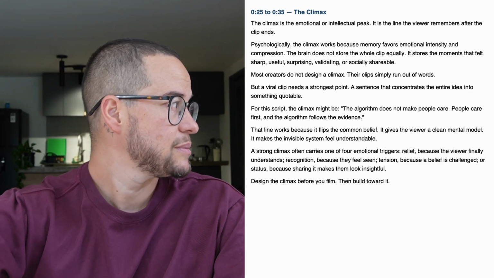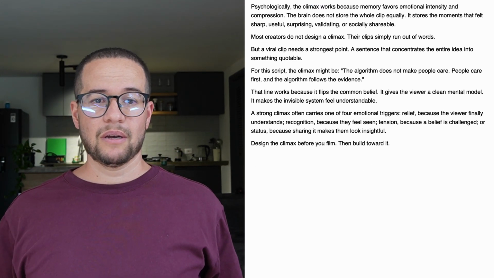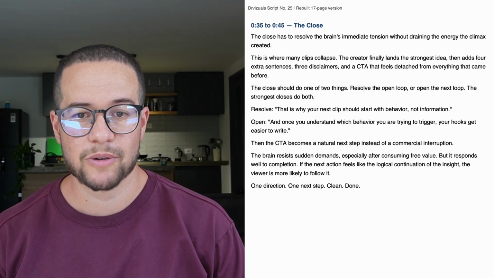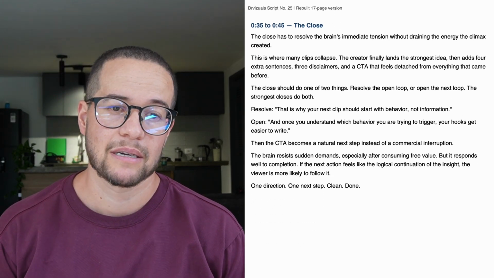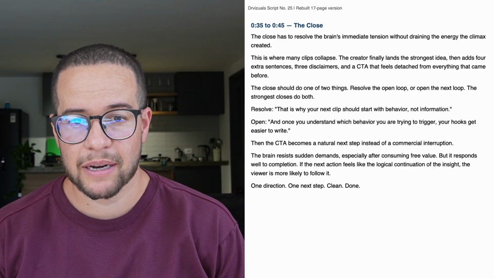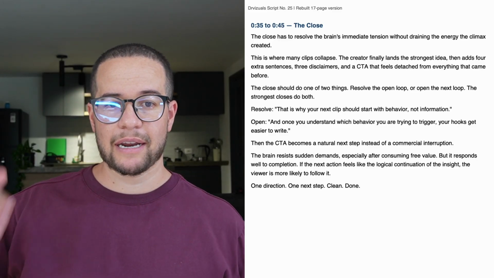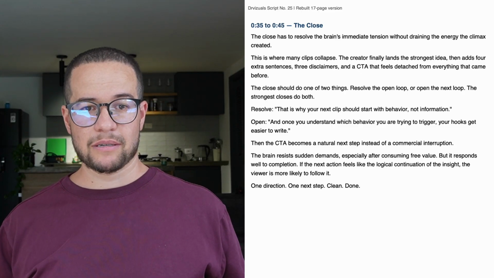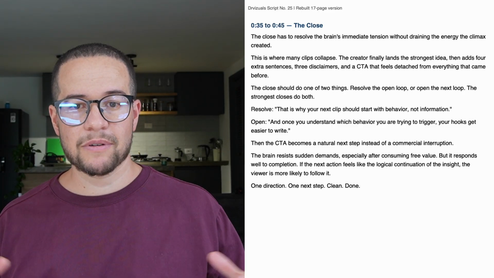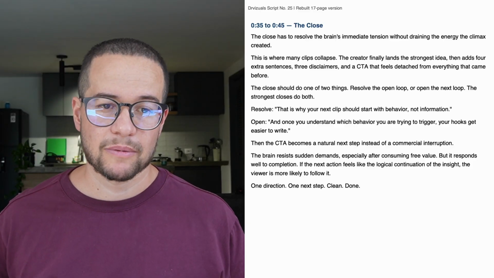And then the CTA or the close. The close has to resolve the brain's immediate tension without draining the energy the climax created. This is where many clips collapse. The creator finally lands the strongest idea, then adds four extra sentences, three disclaimers, and a CTA that feels detached from everything that came before.